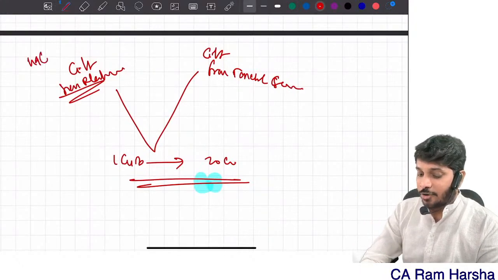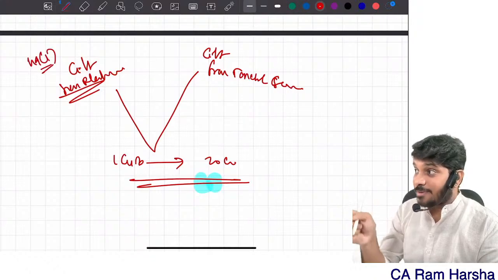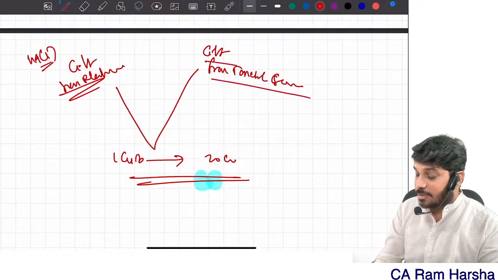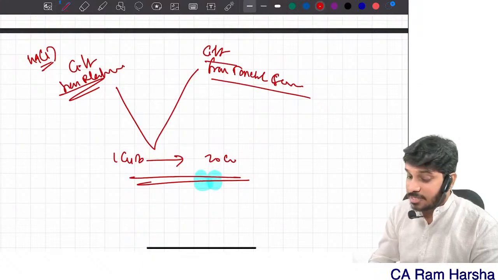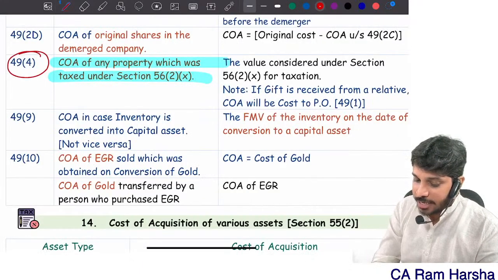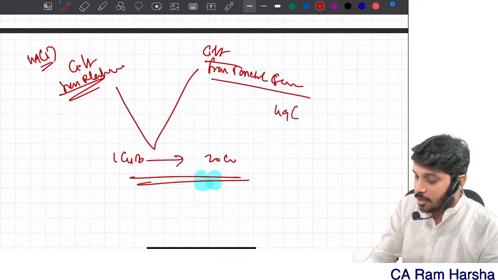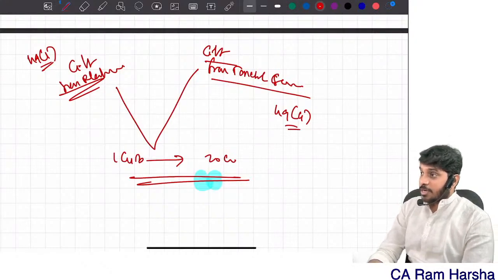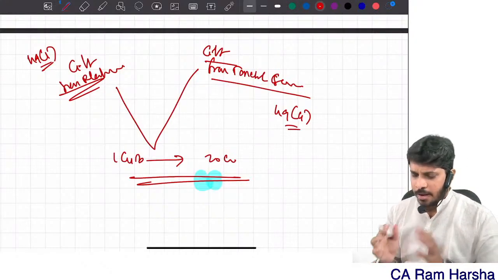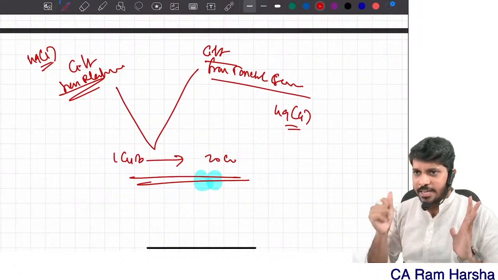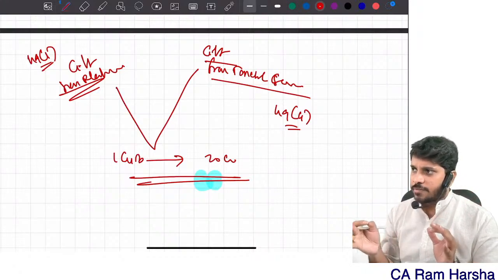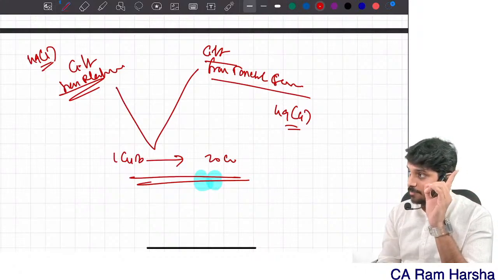This is covered under 49 subsection 1 for the purpose of capital gains. Whereas if I am receiving a gift from somebody else, 49 subsection 4 is applicable. What is this? Generally, I got an asset as a gift and I sold it later. Generally, what is the cost of acquisition? You immediately say cost to previous owner.